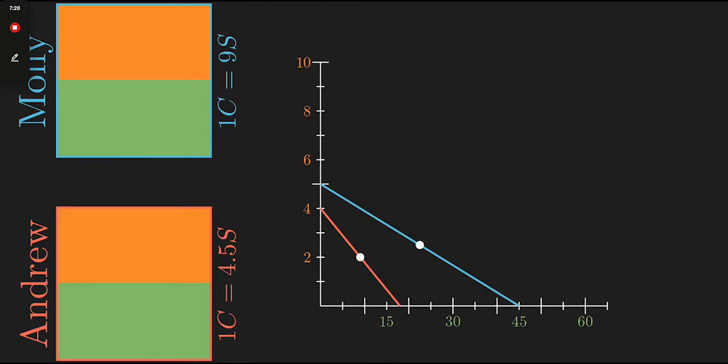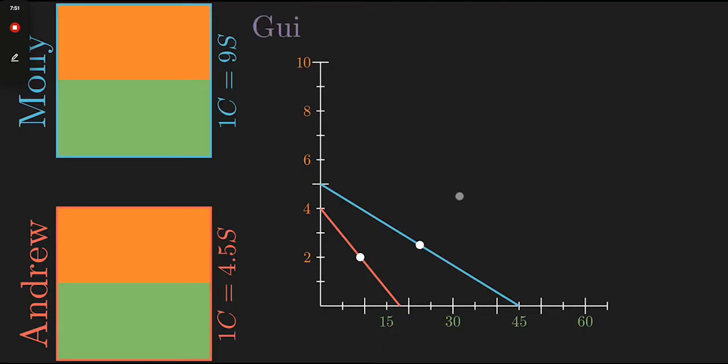And we can do the same thing for Andrew. So what I've done here too is list out the opportunity costs. So we have 1 carrot is equal to some units of spinach for Andrew, which in this case is 9/2, or 4.5. And for Molly, it's 1 unit of carrots. She gives up 9 units of spinach.